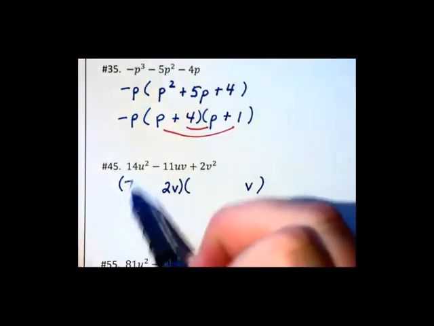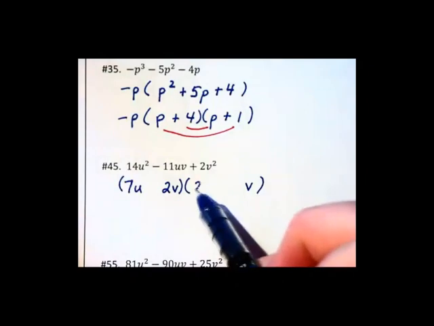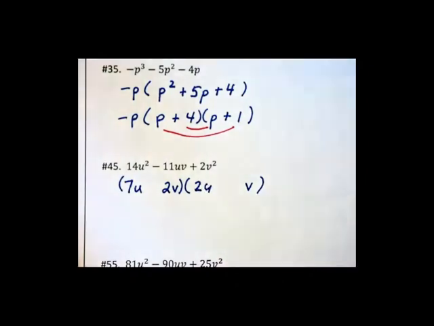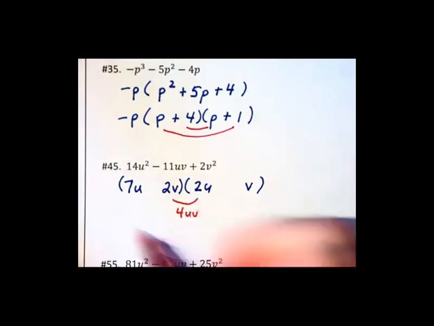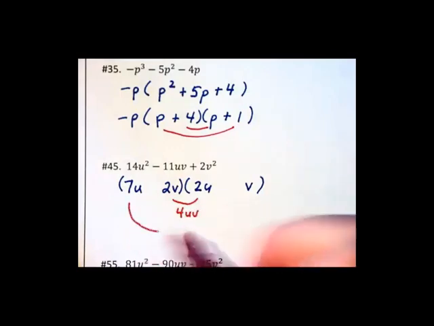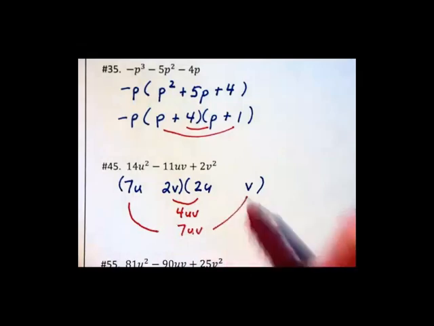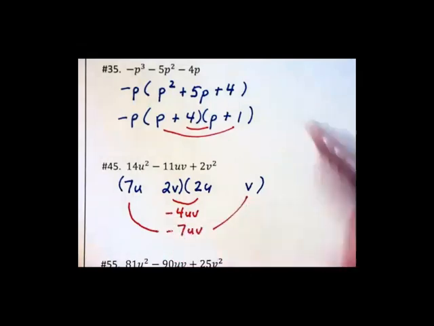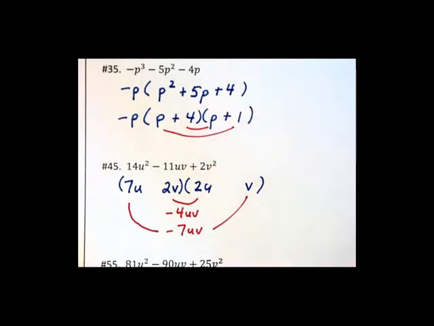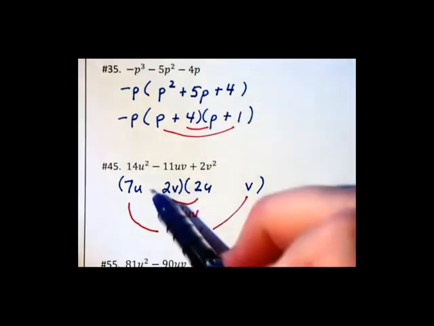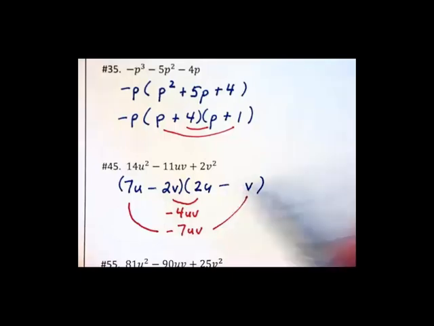If I put 7u and 2u in there, then in the inner terms I've got a 4uv, and then on the outer terms I have a 7uv. And if they're both negative, that will add up to the minus 11 in the middle and have everything multiplied to the positive 2v cubed at the end. So I'm going to put a minus in the middle of each of those parentheses and call it done.